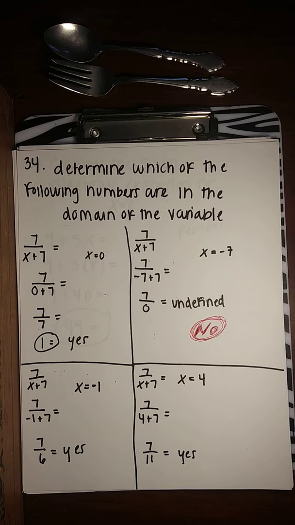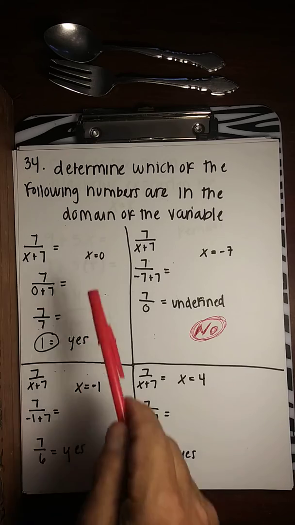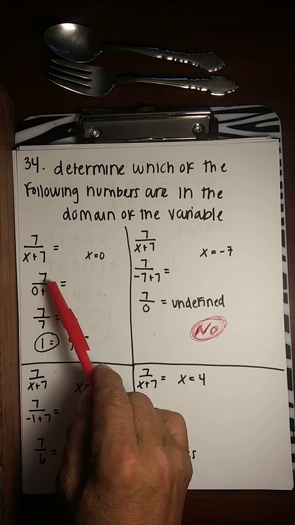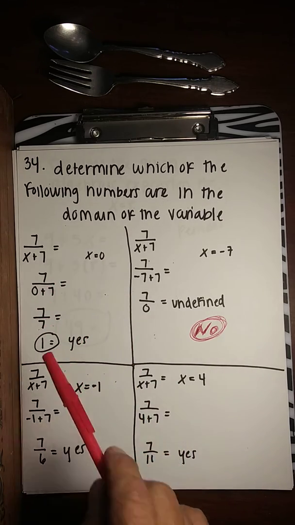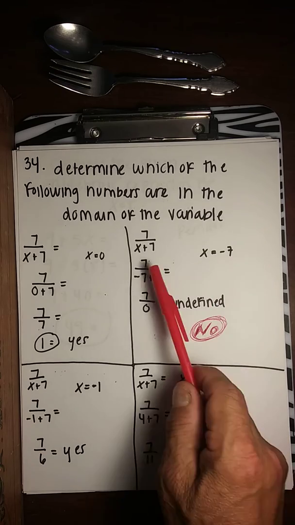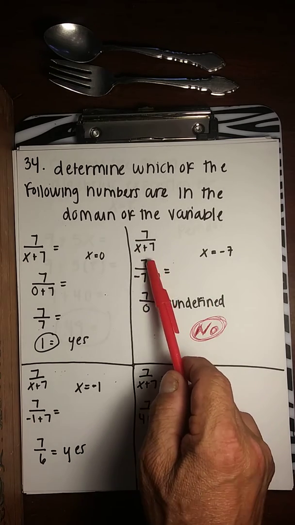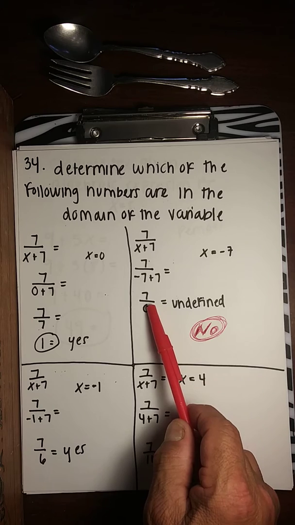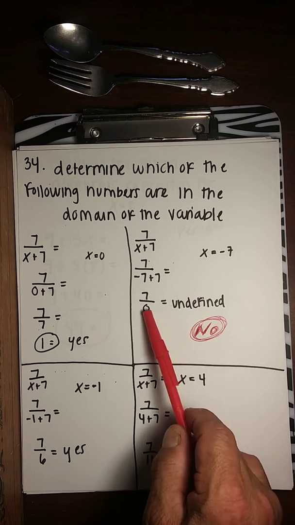Alright, this one. Determine which of the following numbers are in the domain of the variable. Let's test it. Put a 0 in there. 7 over 0 plus 7. That's 7 over 7. Fine, it's 1. What about the other one? -7, on the bottom where the x is. 7 over -7 plus 7. 7 over 0. It's undefined. Division by 0, you can't do that.